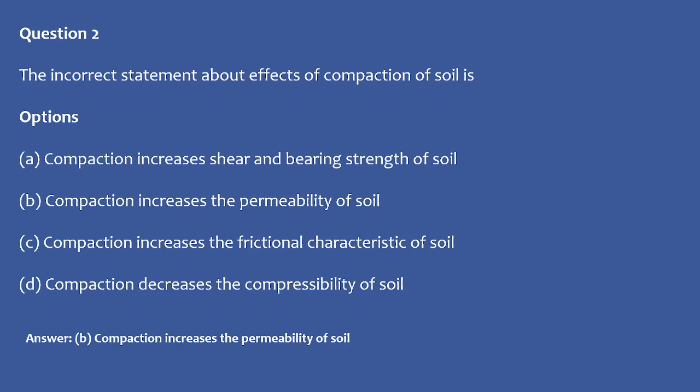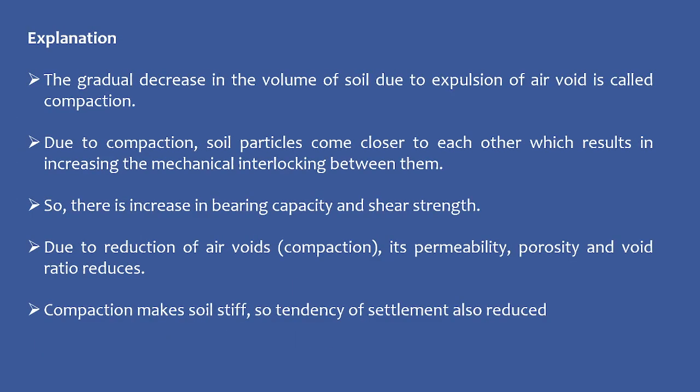so that's why it was incorrect. And we can see that the C part, since there will be interlocking, the particles will come closer to each other. They will be in larger contact than in the previous case when they were not compacted. So due to the increase in the contact, the frictional characteristics of the soil will also increase, and definitely due to the densification, the compressibility of the soil will decrease. Also the compaction makes the soil stiff, and therefore the overall settlement of the soil will get reduced.